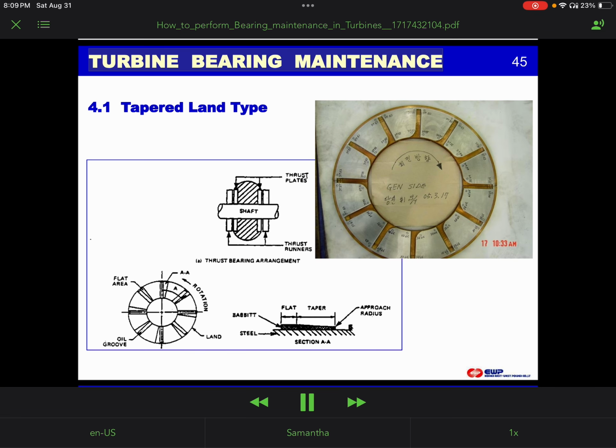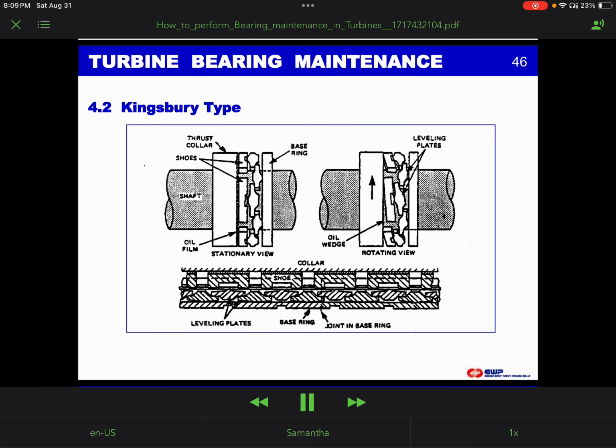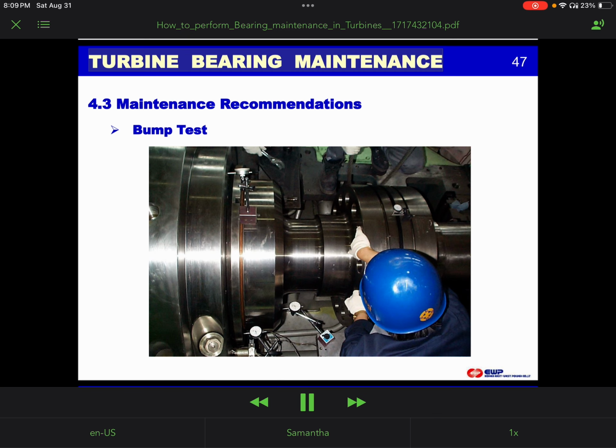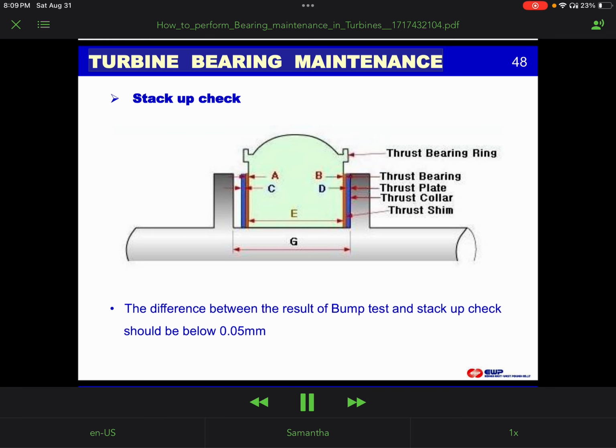44. Turbine bearing maintenance. 4.1 Tapered land type. 45. Turbine bearing maintenance. 4.2 Kingsbury type. 46. Turbine bearing maintenance. Bump test. 4.3 Maintenance recommendations. 47. Turbine bearing maintenance.